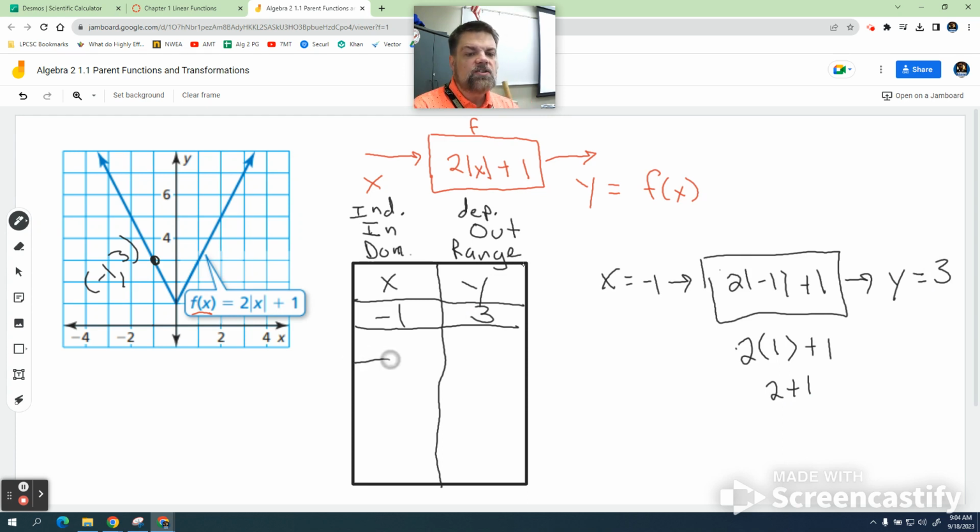So for all the values of x that I plug into this function, when I plug in 0, I'm going to get 1. When I plug in 1, right, I'm going to get +3. And so that's all these points right here. And that's based on the mathematical relationship between those. But what do you notice about this? Well, it's V-shaped. Okay. Well, the parent function, so it's absolute value, right? It's an absolute value function because we said that it's V-shaped.